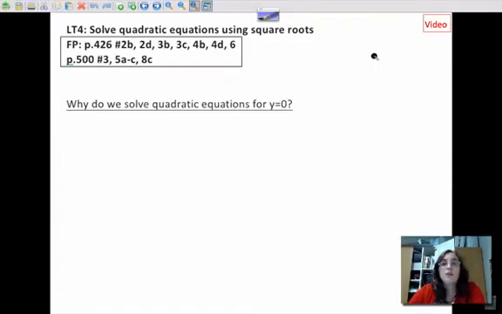Okay, so we've skipped to learning target 4, straight from part 1 of learning targets 1 and 2.